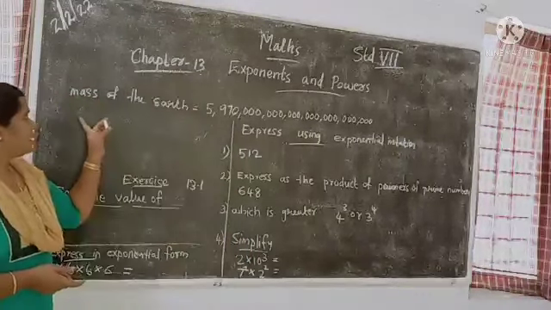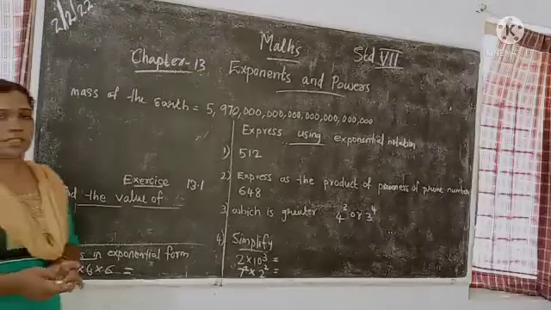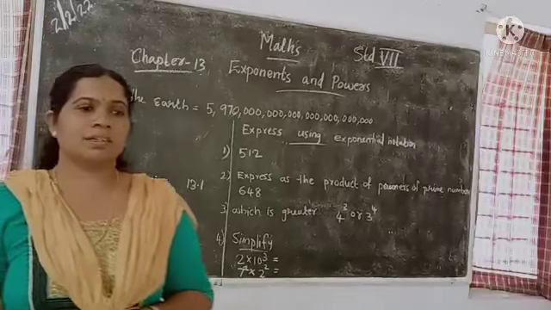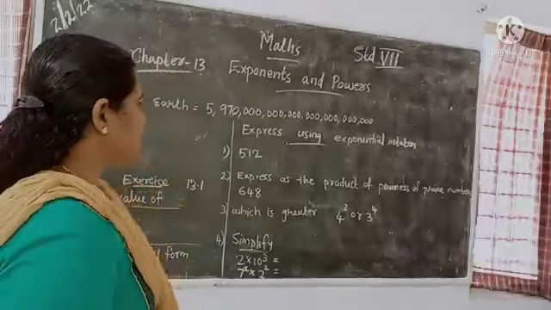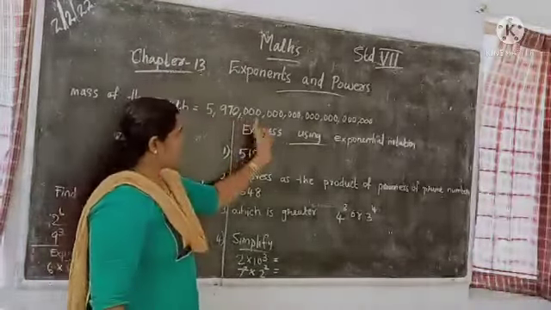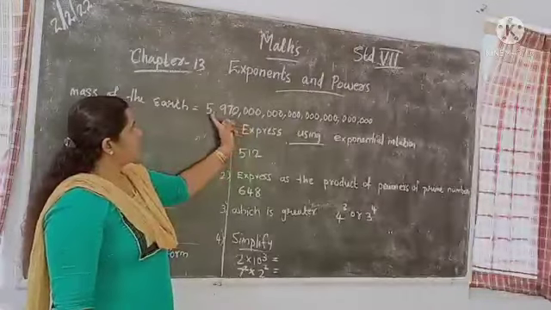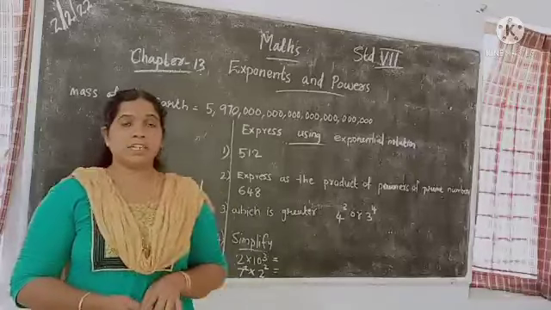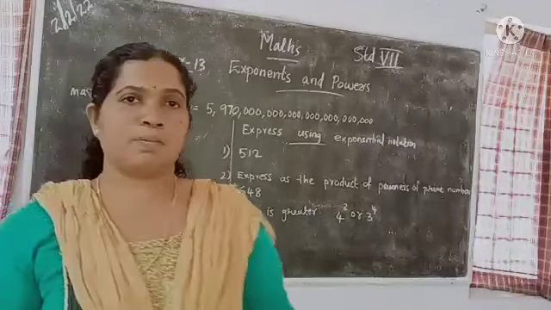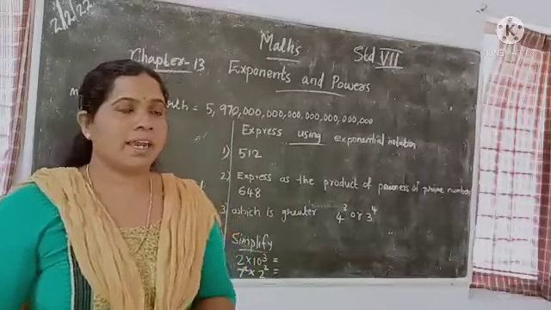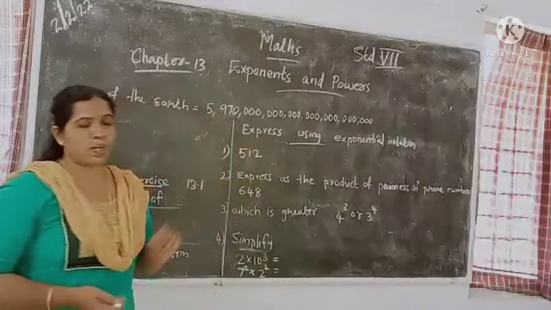Here, the mass of the earth is written on the board. Can you read this number? This is a large number. There are about 25 digits. We cannot read this number. These large numbers can be expressed as exponents.